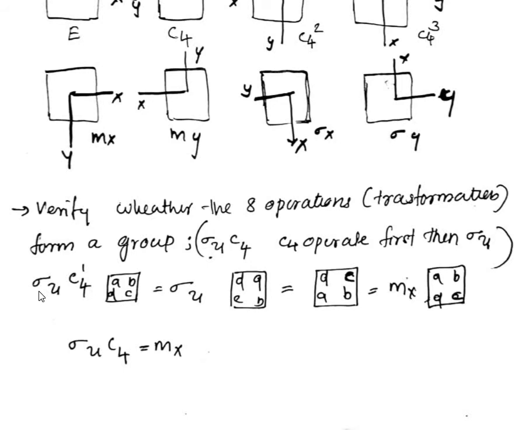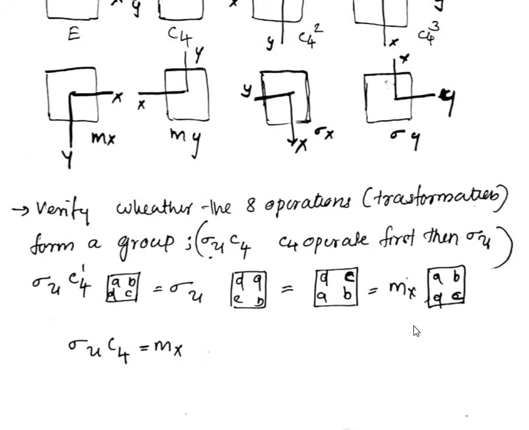So when we check for that, sigma u and c4 are acting on it. First the c4 should operate on a b c d. So a becomes b here, so it rotates by 90 degrees. So a b c d like this will transform like this. Then sigma u is acting on this. Sigma u is a diagonal operation, so d and b are unchanged, so we can change c and a. So this is d b, c and a.